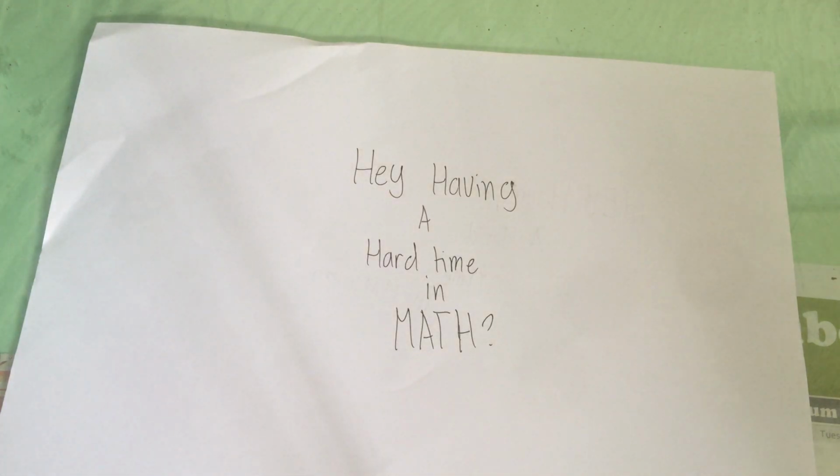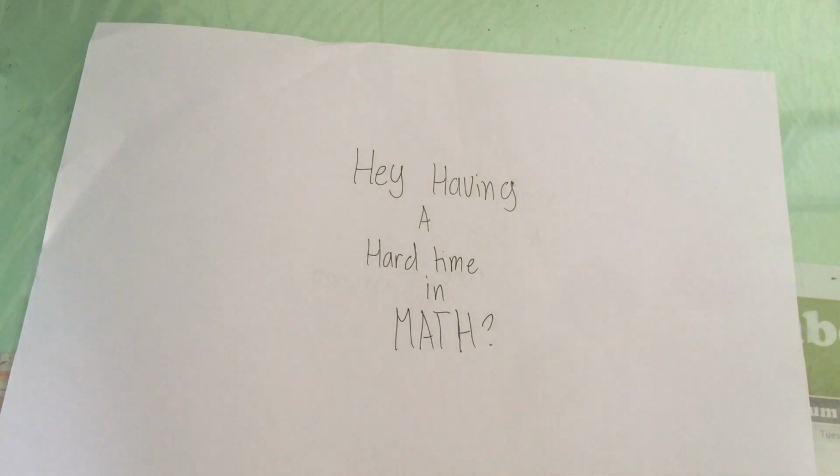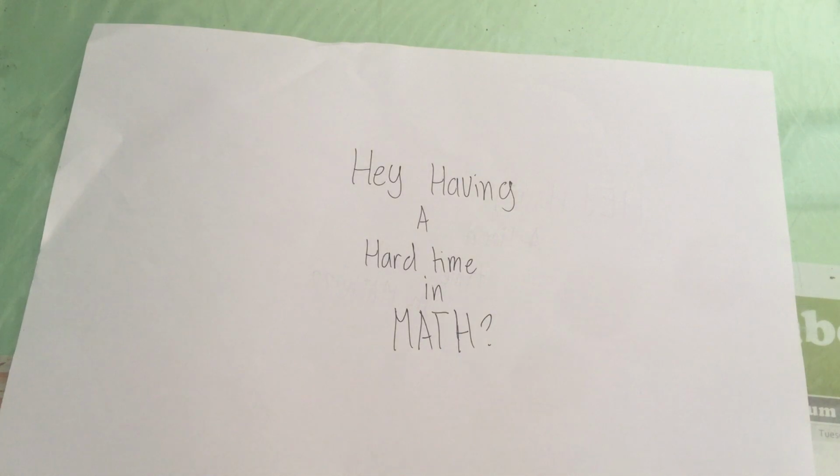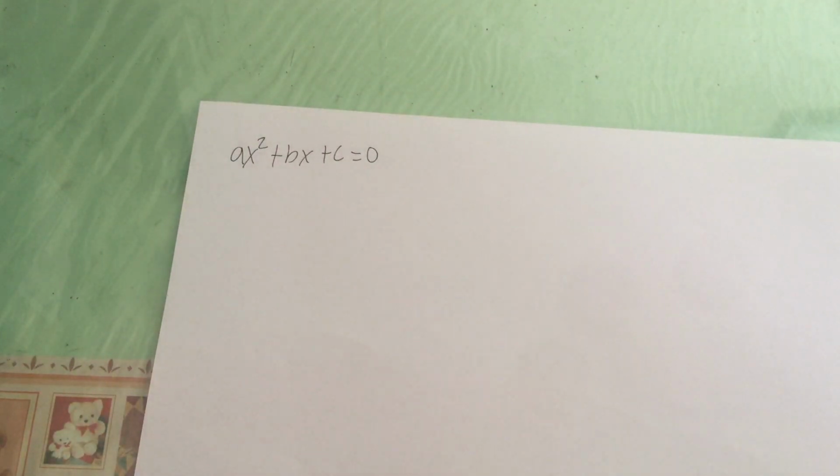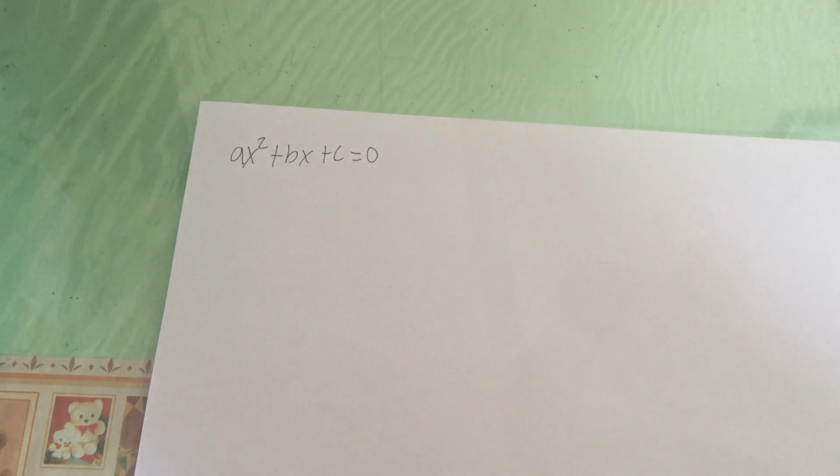To solve a quadratic equation means that we are going to look for the value of x that will make the equation a true mathematical statement. Do you know the formula for the quadratic equation? If not, I'll show you. This is the formula for the quadratic equation. As you can see, ax squared plus bx plus c equals 0, where a, b, and c are real numbers, and a is not equal to 0.